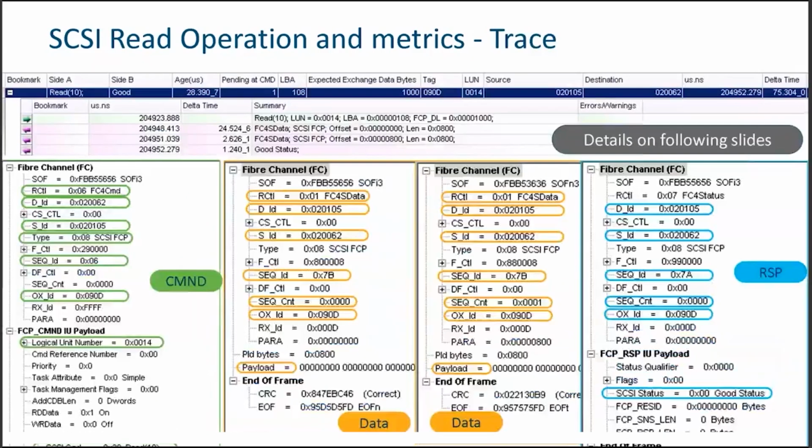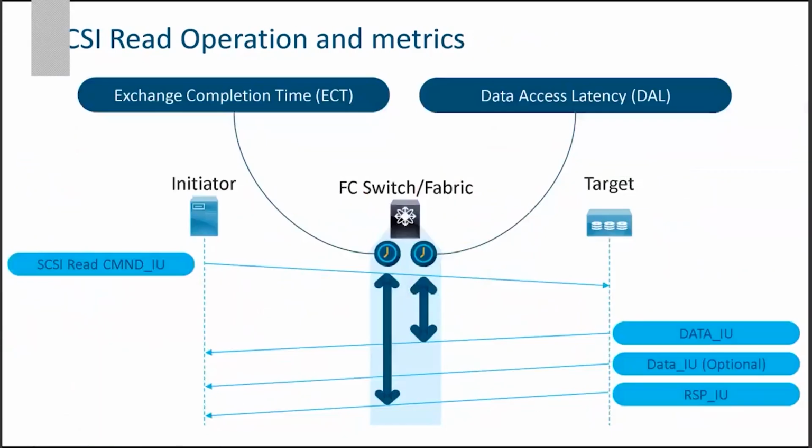All right, so let's see how. Paresh, sorry. On this slide, just to be picky, there are two clocks, and it looks like the clock on the exit toward the target is used for data access latency, whereas the other clock is used for host side exchange completion time, which I don't believe is really accurate. Yeah, that's right. It's not conveying that.